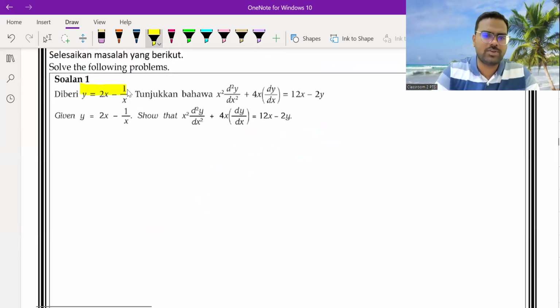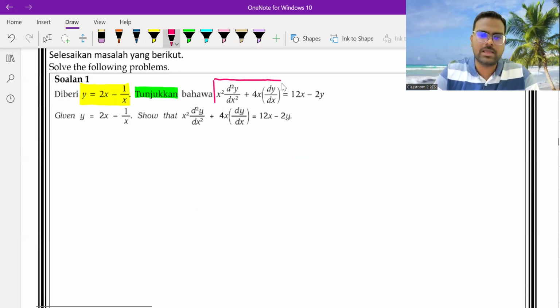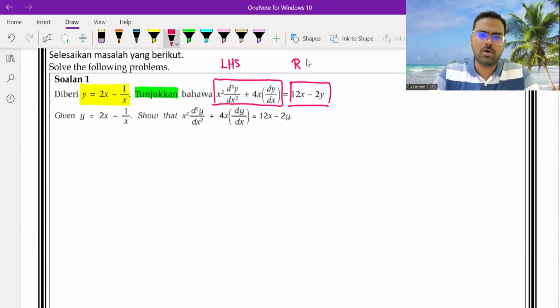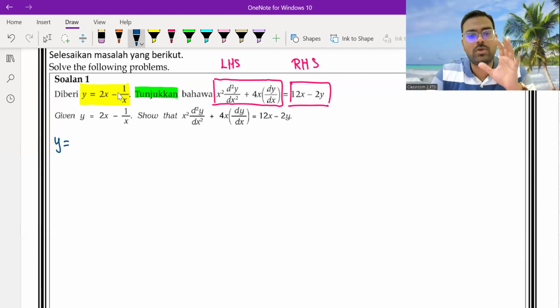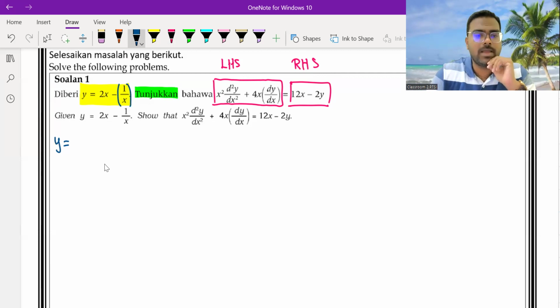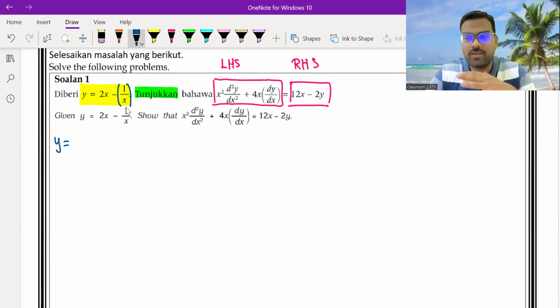They give you one information and then dia nak kamu tunjukkan ini sebelah kiri. This is your left hand side. Okay, and this is your right hand side. The only thing you have to be very careful over here is dia bagi dalam bentuk pecahan dekat sini, which is 1 over x. So we cannot do your differentiation. Tak boleh buat kalau dia dalam bentuk pecahan.